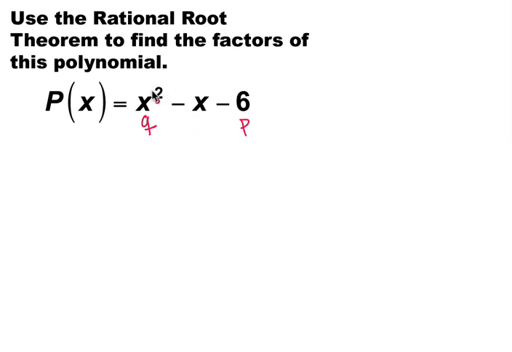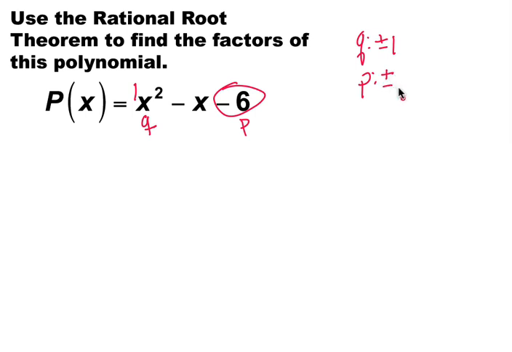In this example, the leading coefficient q is 1, and the constant term p is -6. What are the factors of q? In other words, what numbers divide evenly into 1? There are just two factors, plus or minus 1. What are the factors of -6? What numbers divide evenly into -6?